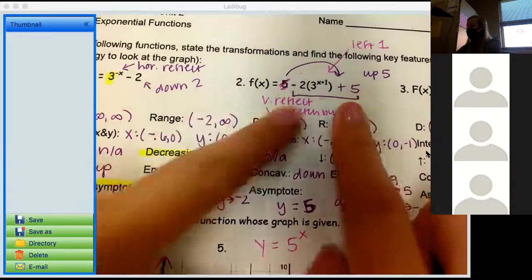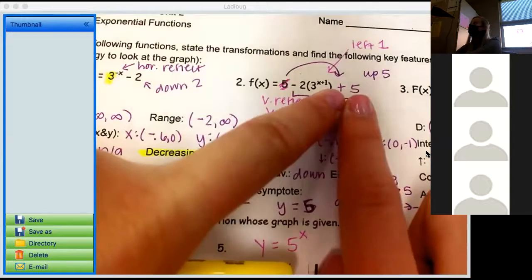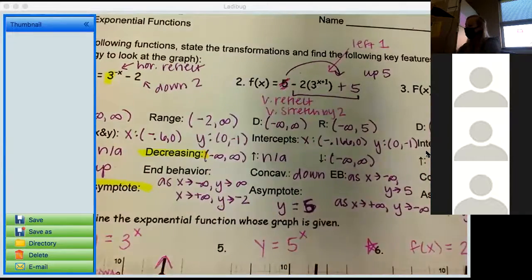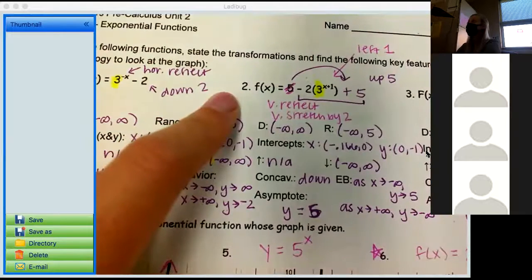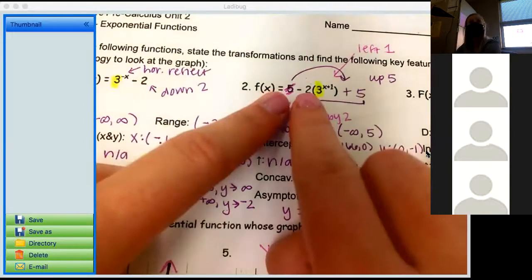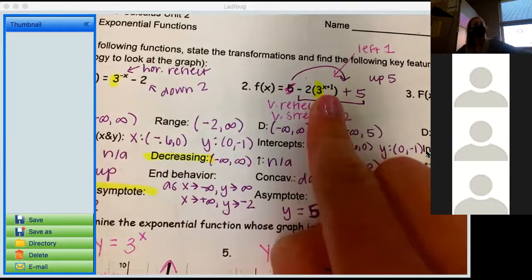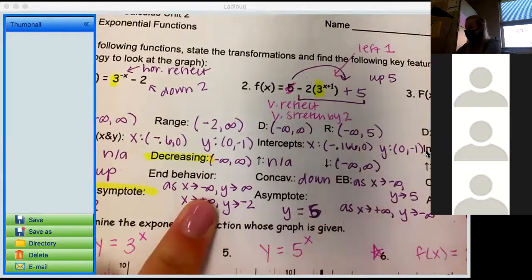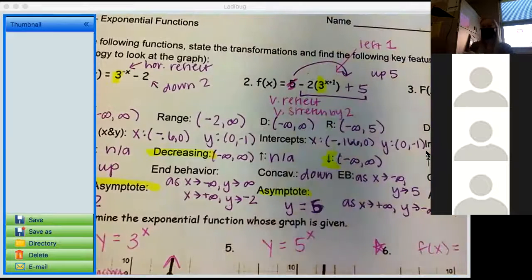So for this one, the asymptote should be at 5. And then if you look at the equation, the base is 3. Does everybody see this? The base is 3, but I'm vertically reflecting it. So it should be growth, but when I reflect it, it's going to be decay or decreasing. So do you see how we did get decreasing? And you should be able to see that asymptote. Everything else I found in Desmos.